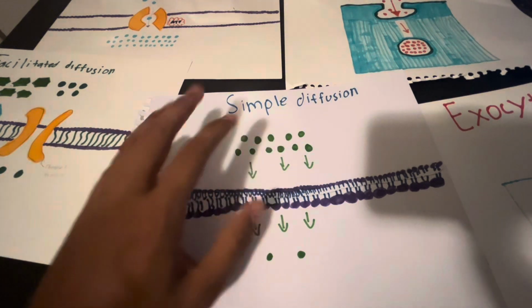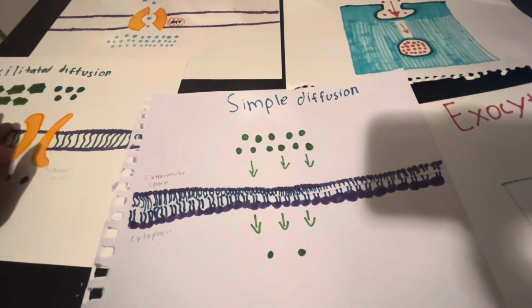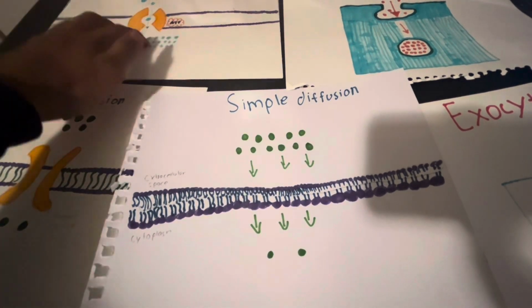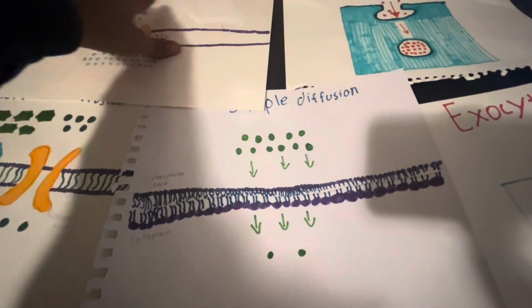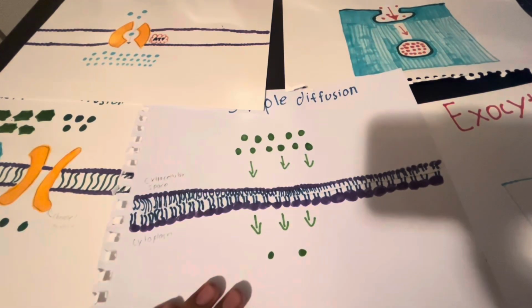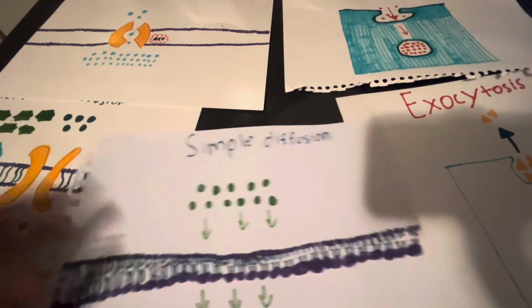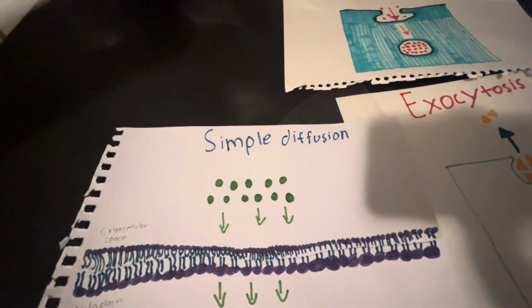We have simple diffusion right here, we have facilitated diffusion over here. We have active transport, I'm going to label it later. Okay, we have endocytosis and exocytosis. Yeah, I can't pronounce that. Alright, now let's start with the simple one.